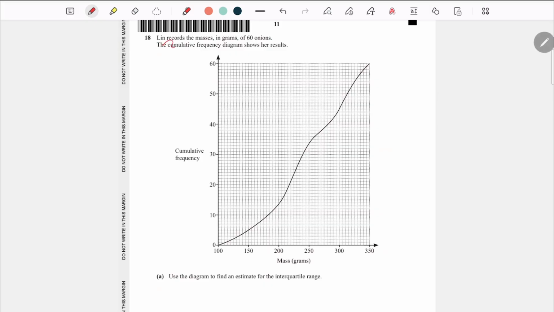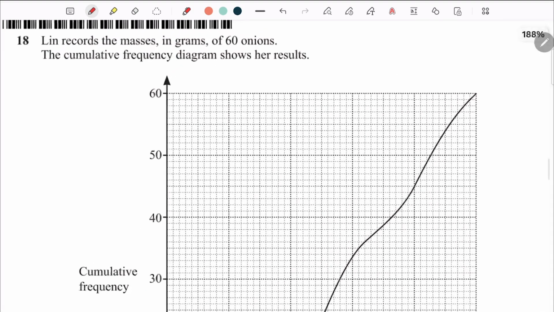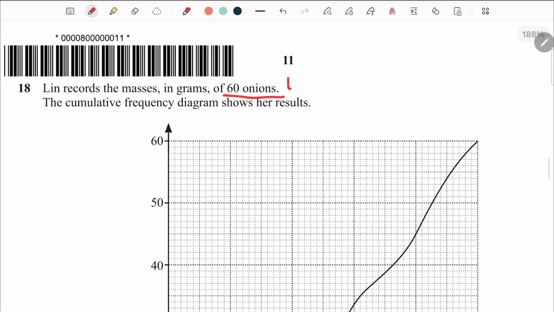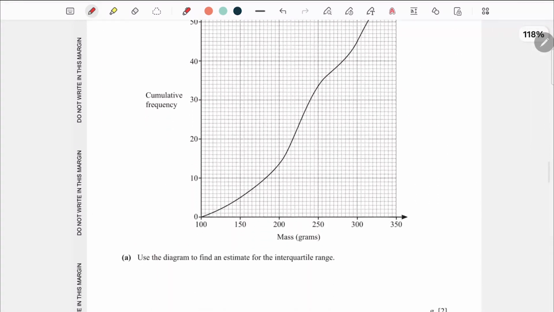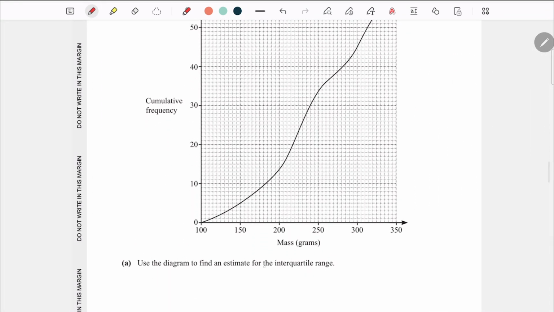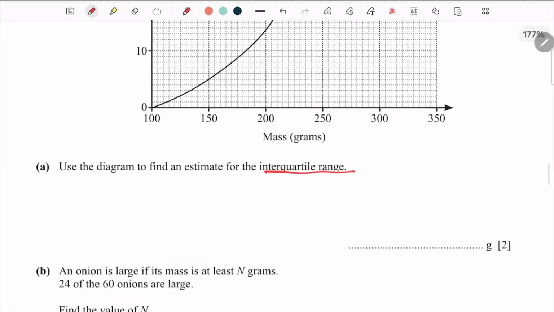Question 18. Lynn records the mass in grams of 60 onions. So 60 onions are basically the total. The cumulative frequency diagram is shown. Part A, use the diagram to find an estimate for the interquartile range.